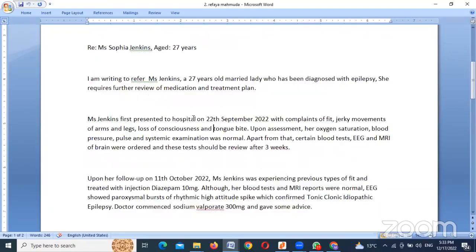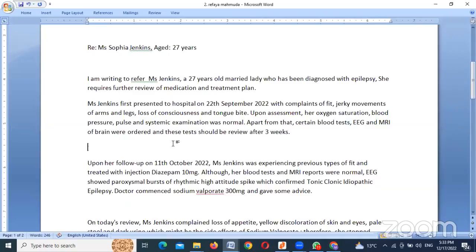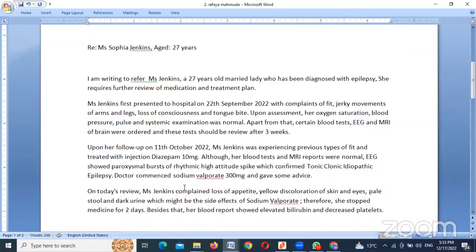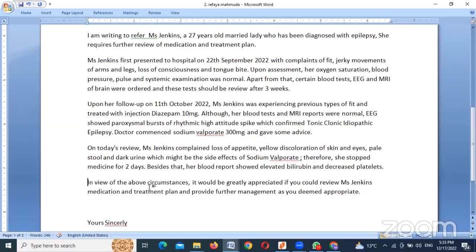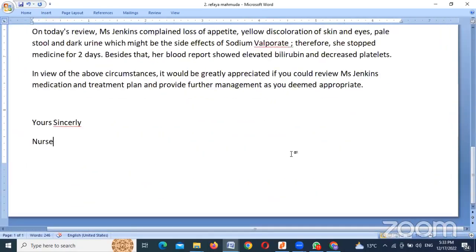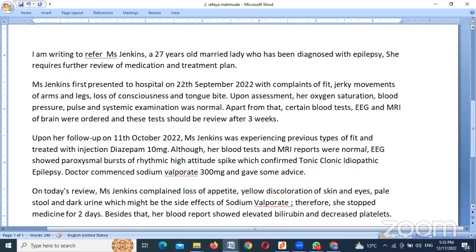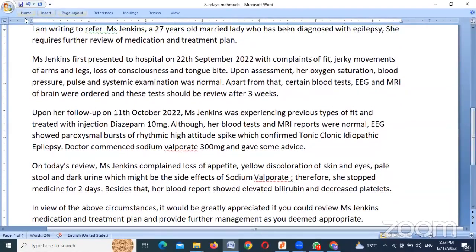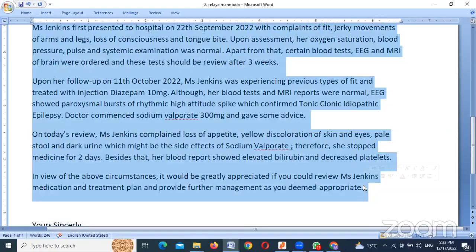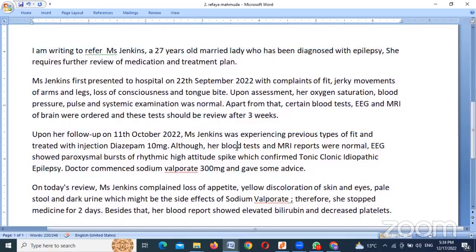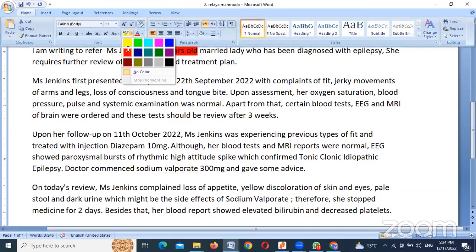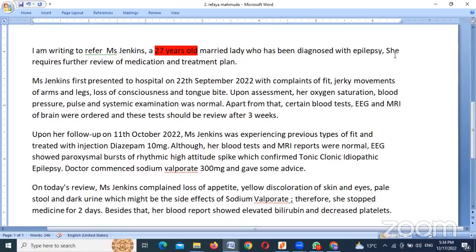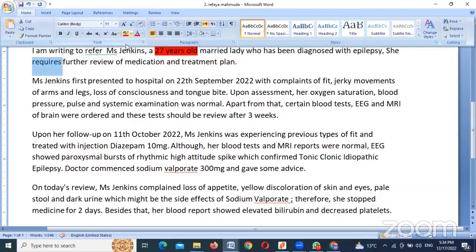Okay, now let us see this letter. First we will count the words. 220 is okay, but we can be a little bit more concise. "I'm writing to refer Miss Jenkins." We need hyphens here, please be careful. "Married lady who has been diagnosed epilepsy, she requires further review." Instead of requires, we can use more polite language. "She would require" is more polite language.